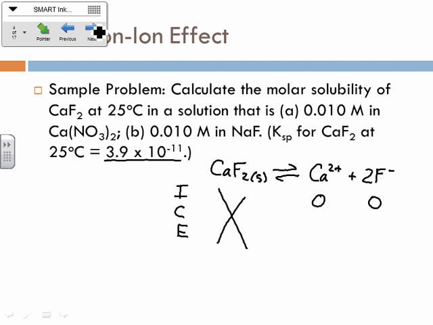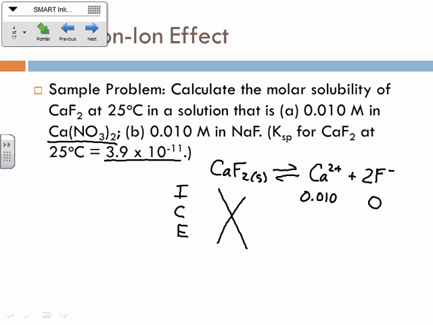The difference here is we can assume that we have none of the F minus to start with, but this is a solution that also contains Ca(NO3)2, right? So initially we're going to have some Ca2 plus in that solution, and we're going to have 0.010 molar of it. Does that make sense? Because we already have some of this, it just changes our initial concentration here in our ice table instead of being 0.